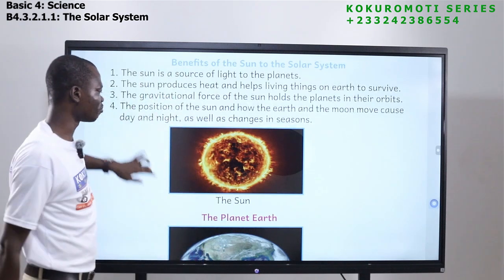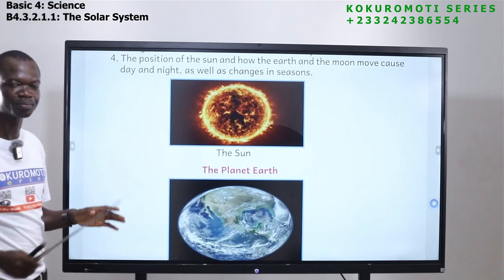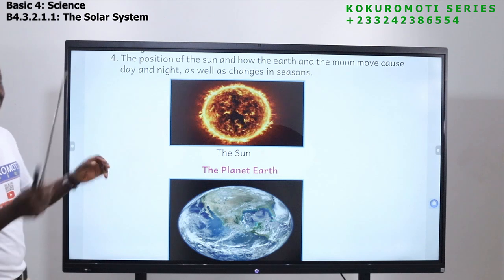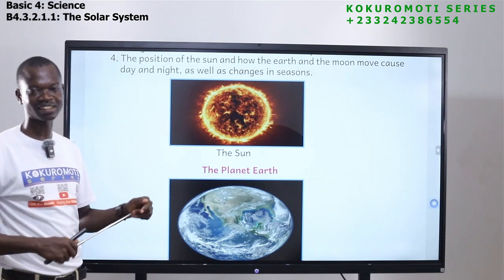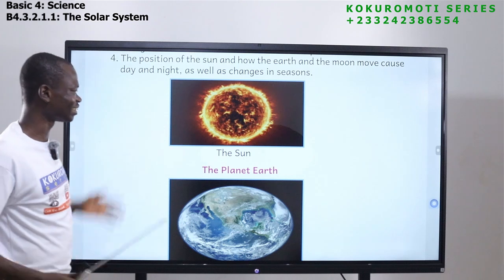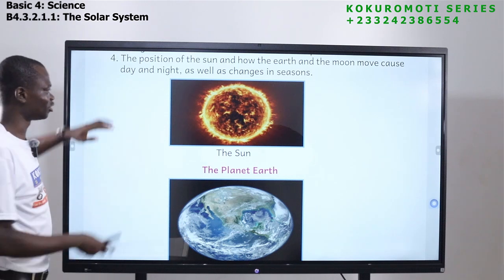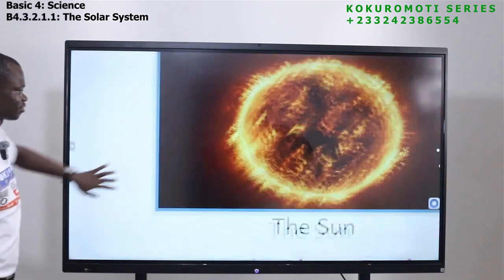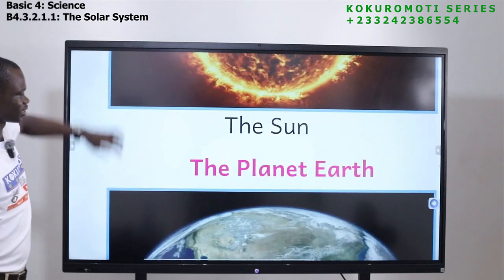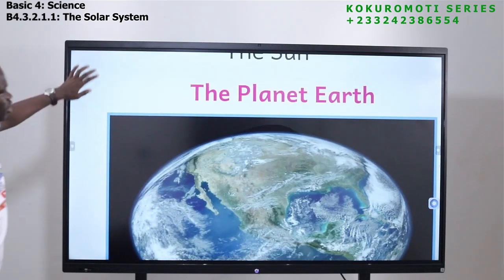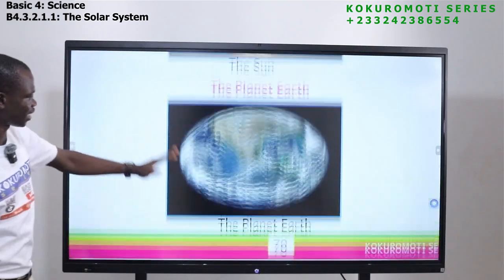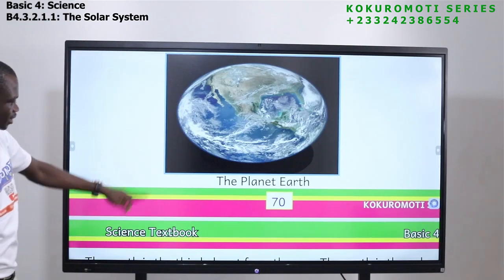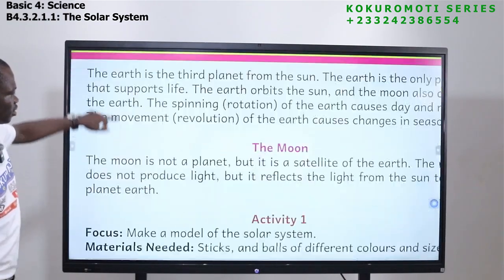Okay, but today our main topic is about the solar system, to prove that the sun is always at the center of the solar system. So all the things that we have learned, they are important, you need to know them. So this is a picture of the sun. The next one is a picture of the planets. So let's look at the planets. This is Earth. Okay.